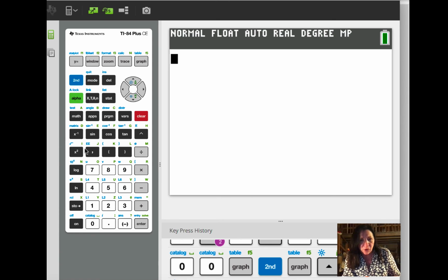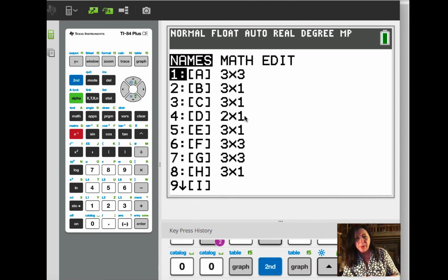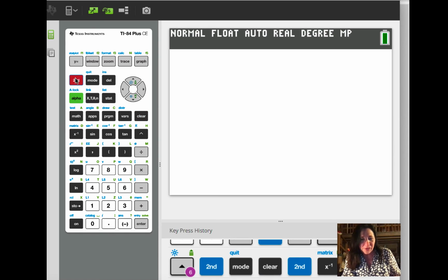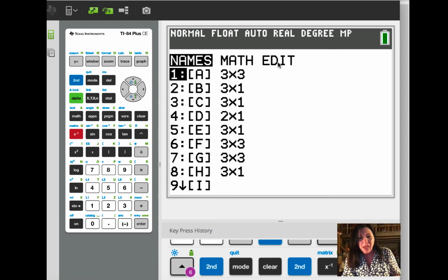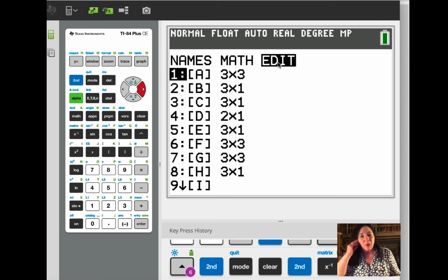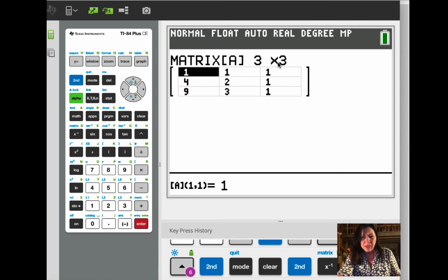Clear. All right, so for this matrix, we're going to go second, matrix. You've got to figure out that this looks like a 3 by 3, so we're going to go 3 by 3. I'm going to hit enter. Oops, that's not right. We're going to do this again: second, matrix. I've got to arrow over to the right to edit, and I'm going to edit my 3 by 3. So I'm going to enter 3 by 3. If there's no value there, you're actually going to type in the number 3 and then the number 3.